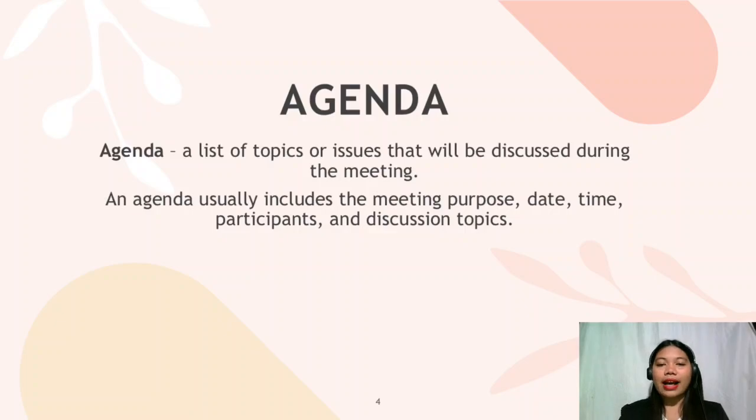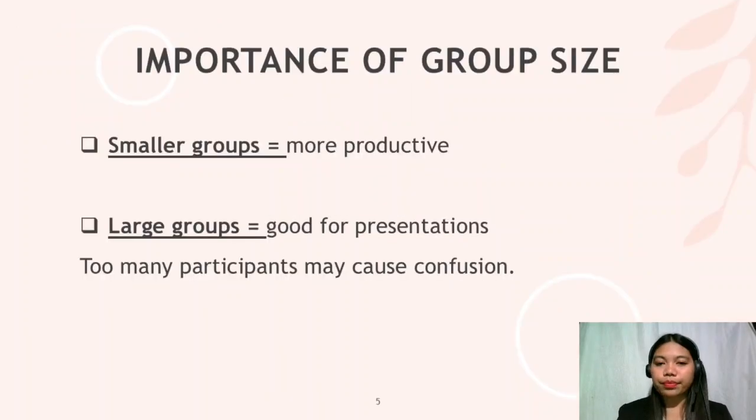So we also have here the importance of group size. Smaller groups are more productive. Large groups are good for presentations. Too many participants may cause confusion, right? Meetings are more productive when there are fewer participants because everyone can participate. Large meetings are usually better when the purpose is only to present information.